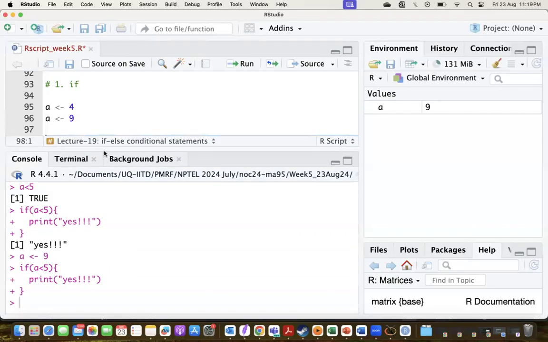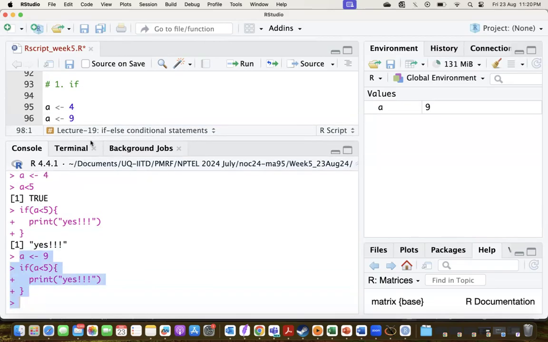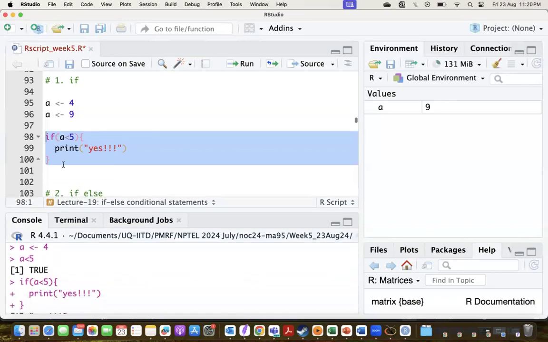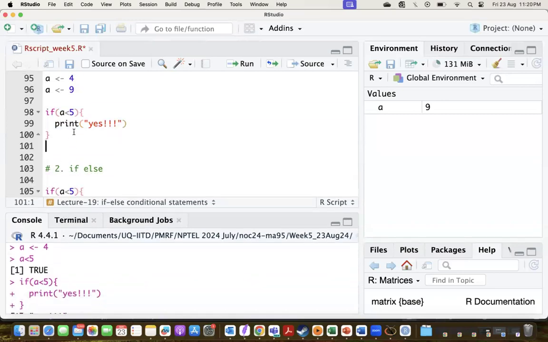So take a look at this case here, right? When a was 4, when I executed this, I got yes as the output. But now when a is 9, when I executed it, I got no output. Because I did not tell it what to do if it was false. I just told it what to do if it was true.